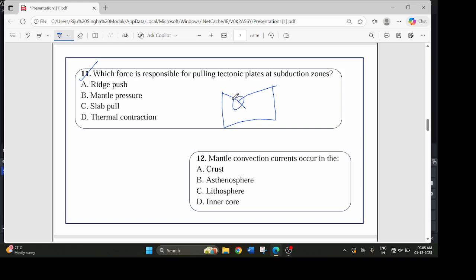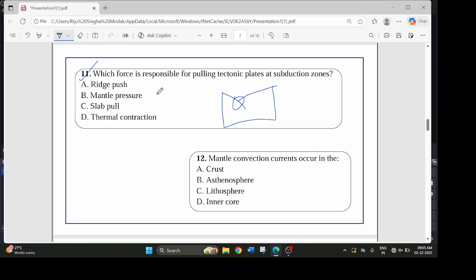Plate boundaries are of three types. We know that they are convergent, divergent, and transform plate boundaries. And convergent plate boundaries are of three types: continent-continent collision, continent-ocean collision, and ocean-ocean collision. So defining types of landforms and associated plate tectonic motion are a very important part of your NET exam.